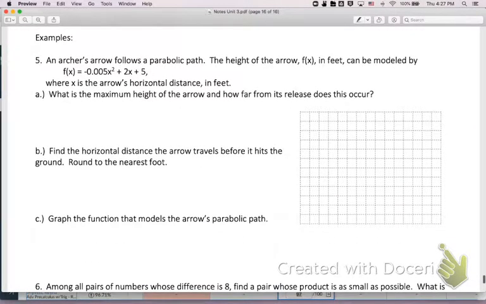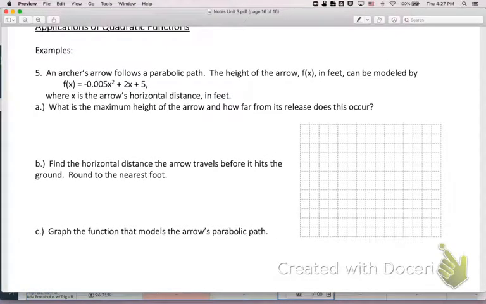Okay. Let's look at a couple of applications. So projectile motion is a great application of quadratics. So this is one you definitely are going to want a calculator for. It says an archer's arrow follows a parabolic path. The height of the arrow, f of x in feet, can be modeled by f of x equals all that, where x is the arrow's horizontal distance in feet. What is the maximum height of the arrow and how far from its release does this occur?